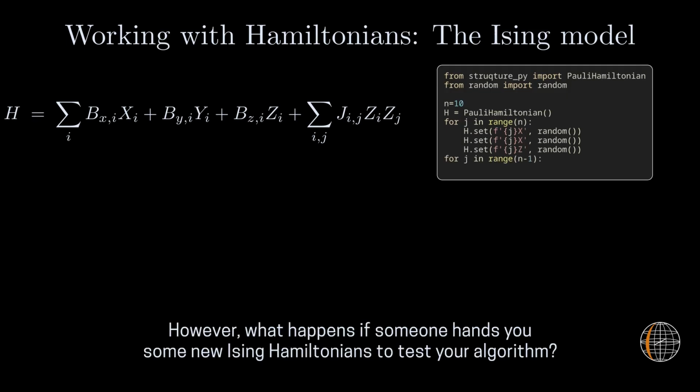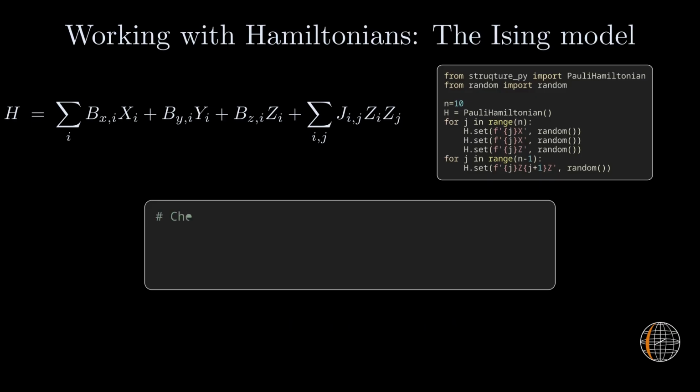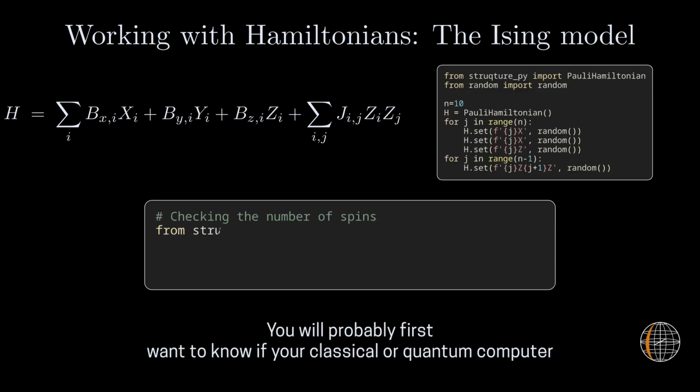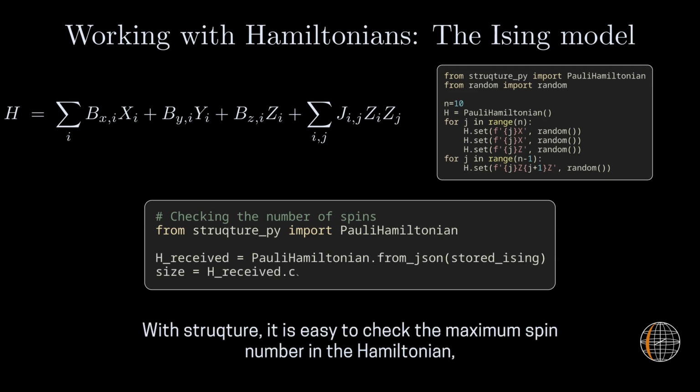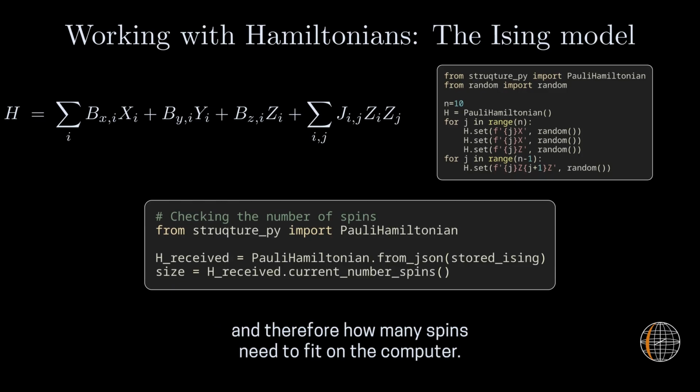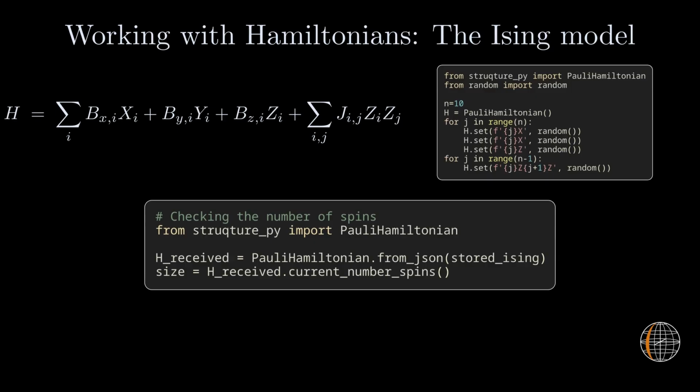However, what happens if someone hands you some new Ising Hamiltonians to test your algorithm? You will probably first want to know if your classical or quantum computer will be able to handle the Ising model in question. With Struqture, it is easy to check the maximum spin number in the Hamiltonian and therefore how many spins need to fit on the computer.